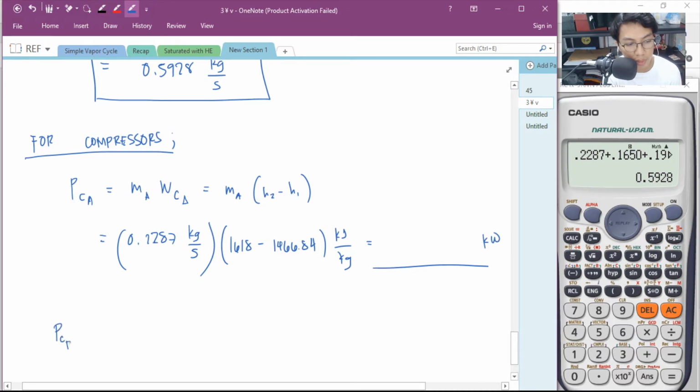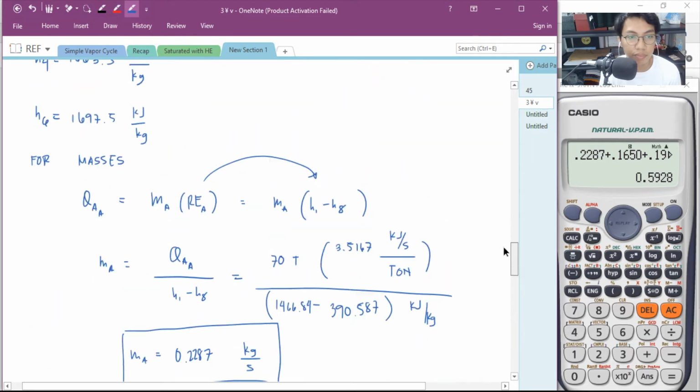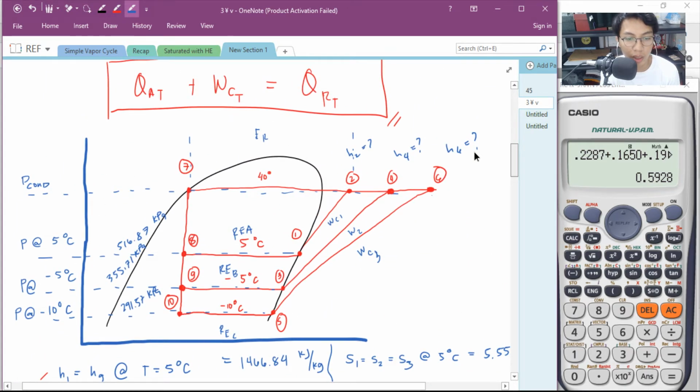Power ni compressor B. That is MB. Work ni compressor B. That is equal to MB H, tayo magmula. H4 minus H3.